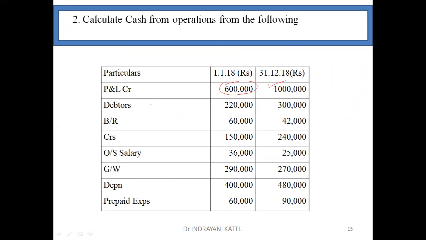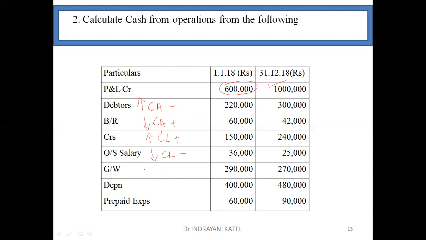And here it is a current asset. Increase in current asset, how much is increased, that should be deducted. And bills receivables, it is declined. Decrease in current asset is added. Creditors, it is increased; increase in current liability is added. And here it is decreased; decrease in current liability is deducted.